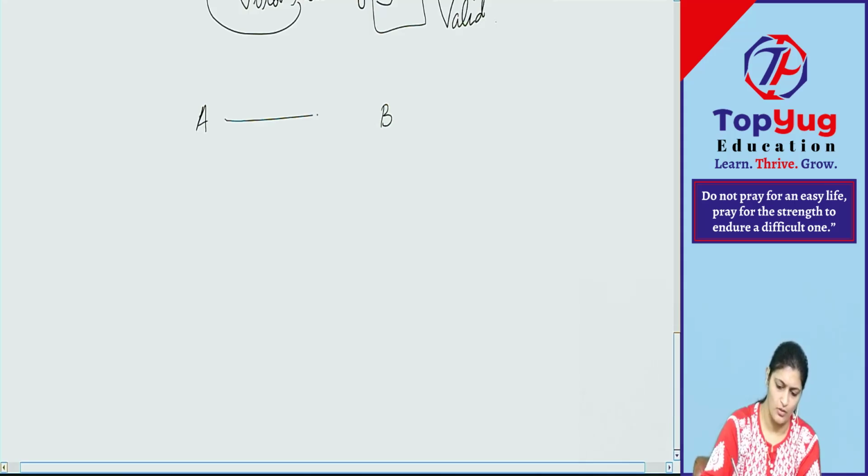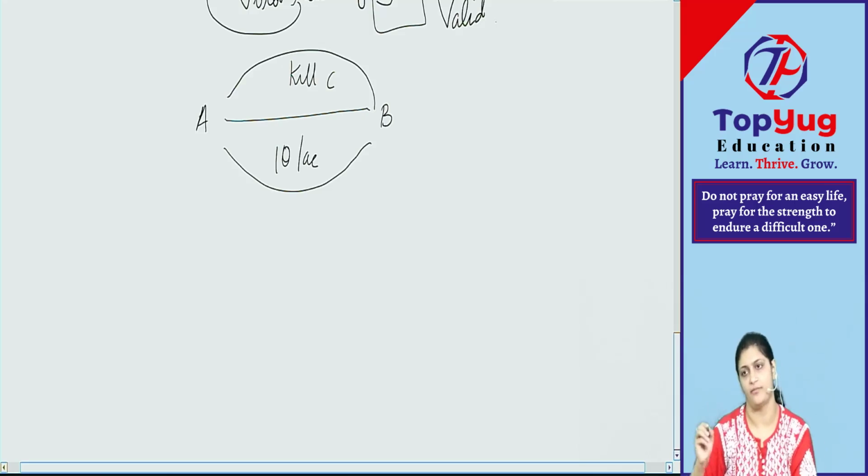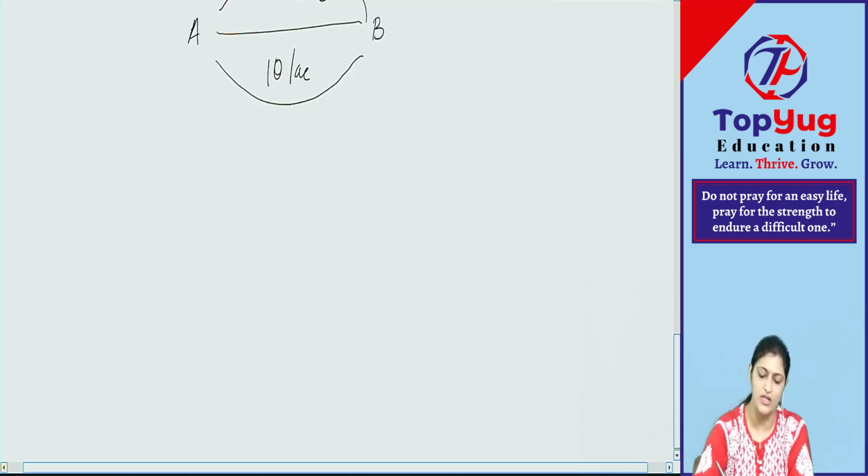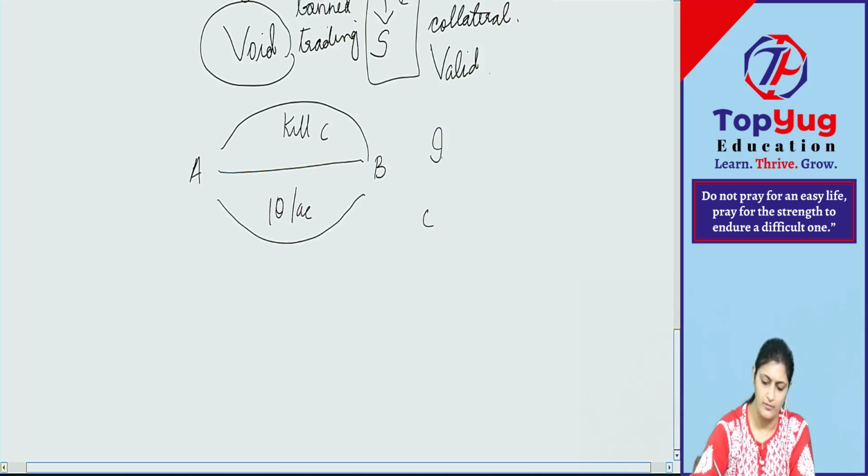A and B entered into a contract. A entered into a contract with B: I will pay you 10 lakh rupees, you have to kill C for that. What type of contract is this? Illegal. Why? Murdering someone, killing someone is always considered illegal. Illegal means always void ab initio.